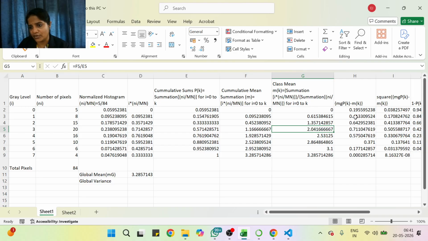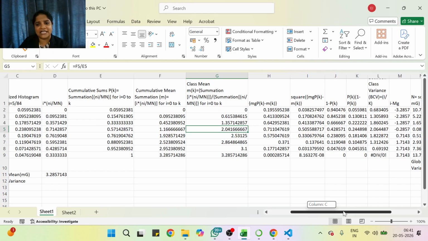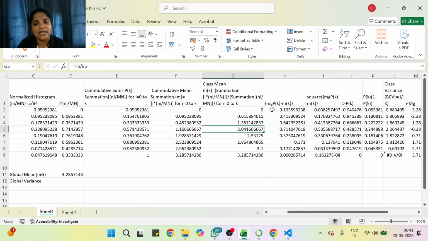Okay. Then what we are going to do, we are going to calculate the between class variance. So what is the formula for calculating the between class variance? If you remember, (mg into p of k minus m of k) the whole square divided by p of k into 1 minus p of k. So just to make the calculation simpler in the Excel sheet, I have split up the formula. Okay. So I am calculating the numerator alone first. Mg into P of k minus M of k.